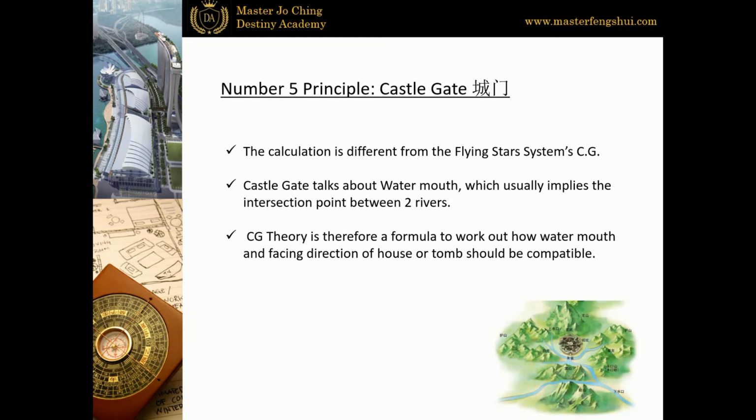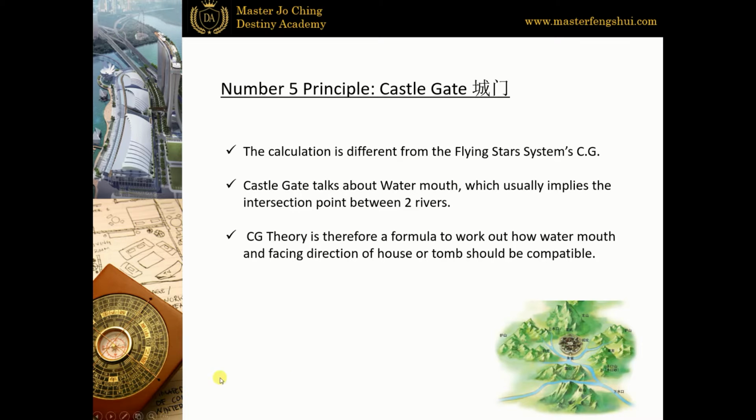Number 5 principle, castle gate. You might have heard of castle gate quite frequently, especially from flying star systems. Nevertheless, the calculation and the concept is quite different here. Castle gate here talks about water mouth. Water mouth means when you have 2 rivers, it can be one big, one small, when they meet. So the intersection point here is the water mouth.